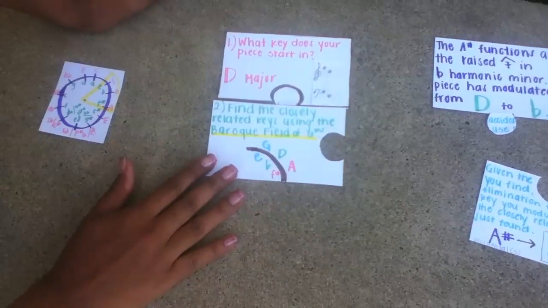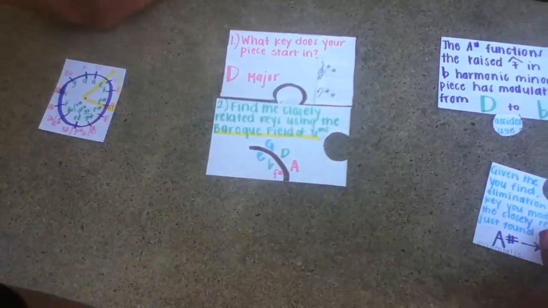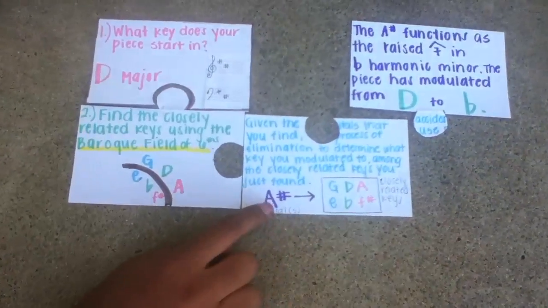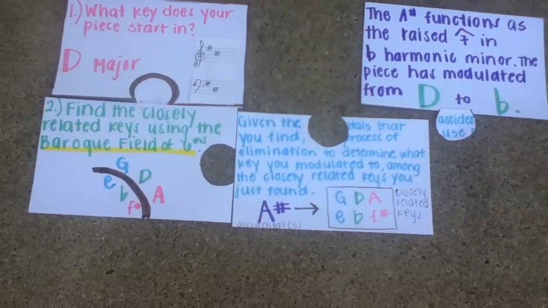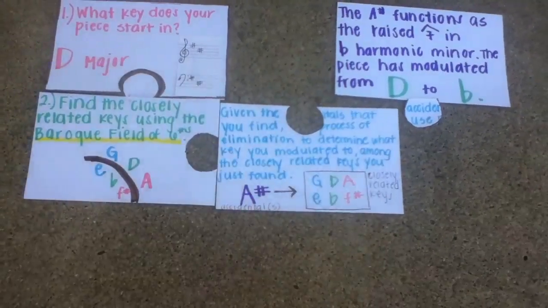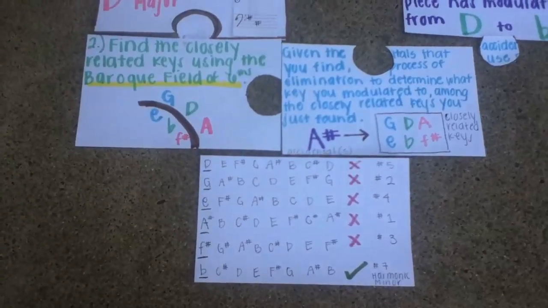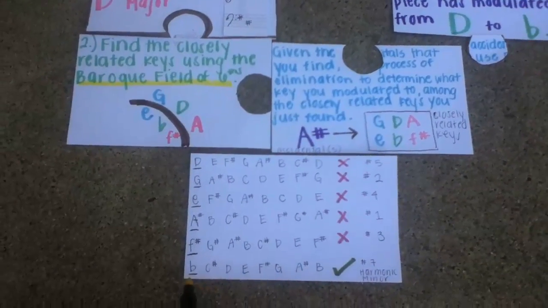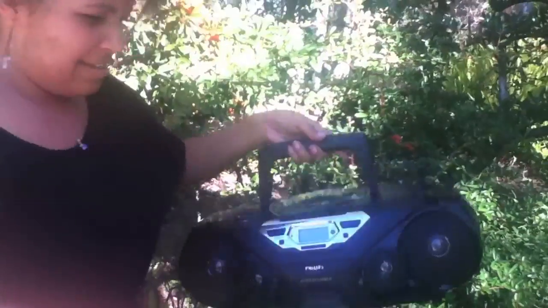So then you look at the piece and you will run into some accidentals. And the most reoccurring accidental in this section is an A sharp. So then you have to ask yourself, where does the A sharp function in any of these closely related keys? And the only place where the A sharp makes sense and is diatonic to any key would be B harmonic minor. Now let's listen to this modulation in action, shall we?